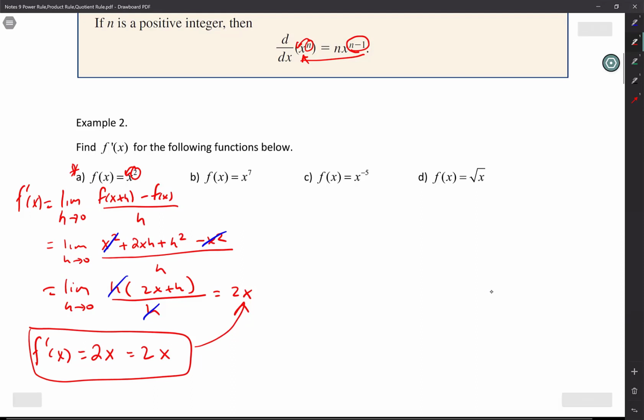I just followed the rule. So let's see if we can follow this rule. You could find the limit as h approaches 0 and do all that stuff, or you can just use this rule. It's always going to work, guys. Bring the 7 down, subtract 1 from that degree. There it is. That's the derivative of letter B.